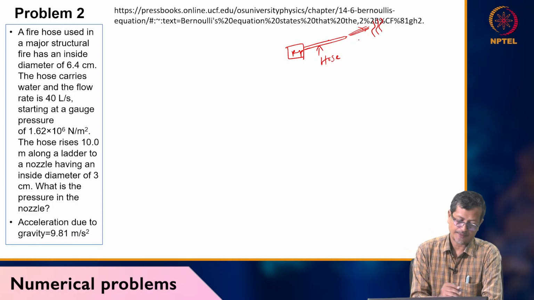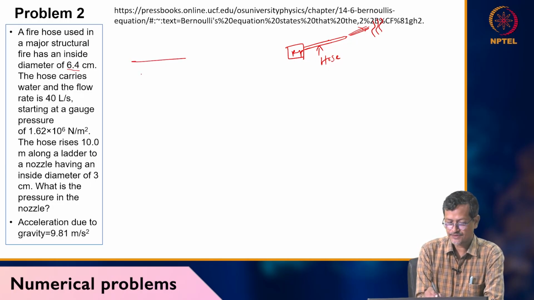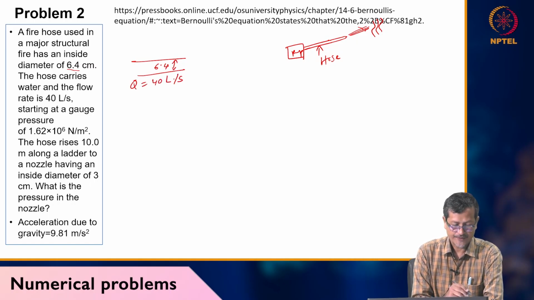So here one problem you can see. A fire hose used in a major structural fire has an inside diameter of 6.4 centimeter. So hose diameter 6.4 centimeter, and the hose carries a water flow rate Q given 40 liter per second, starting at a gauge pressure P gauge 1.62 into 10 power 6 Newton per meter square.